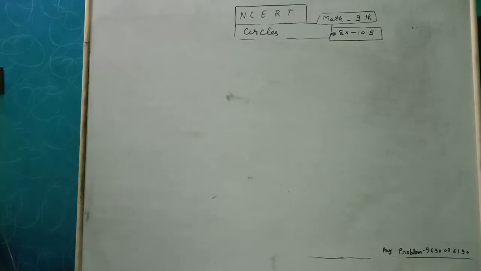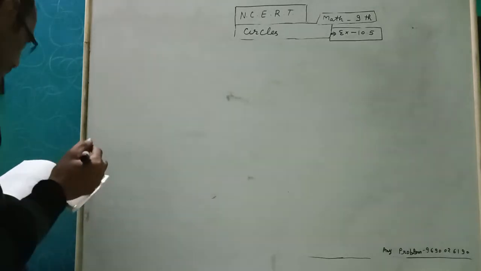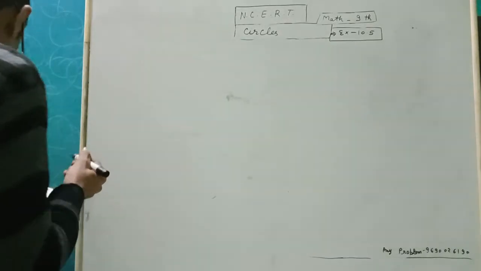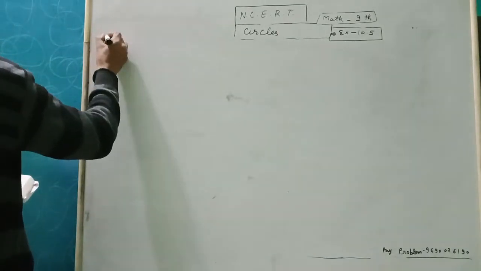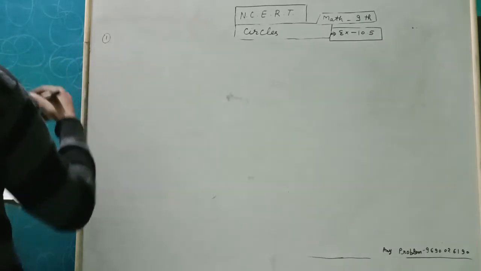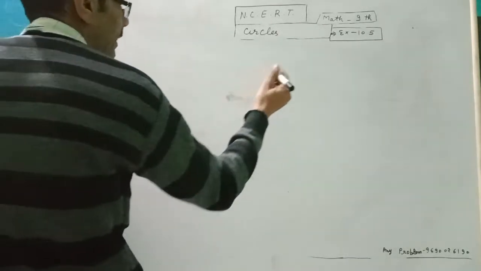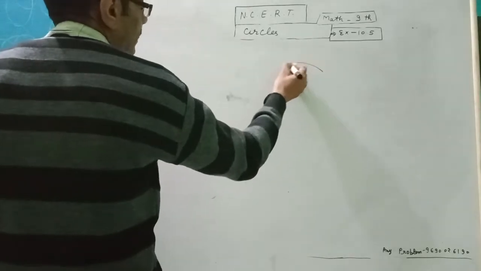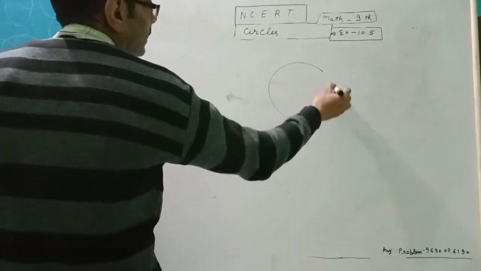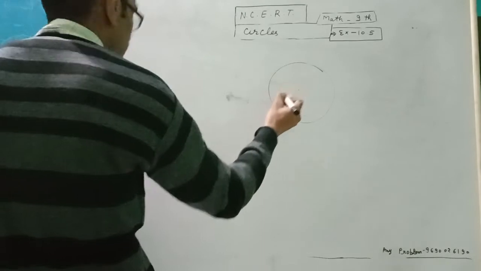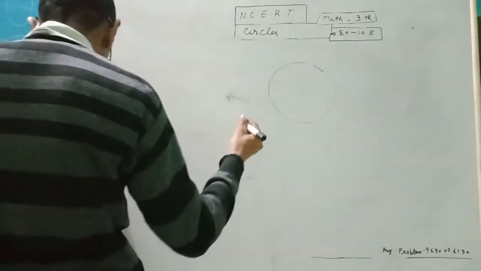Ninth class student, exercise 10.5. Question number 1. Question number 1 is in the adjoining figure. This is the figure. O is the center.